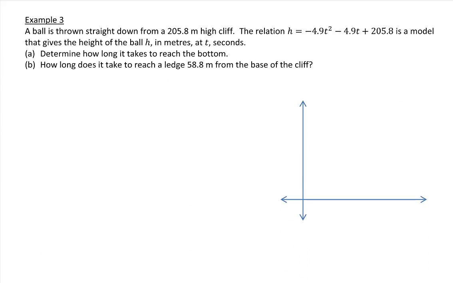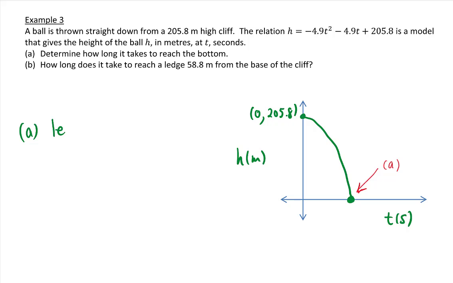Last example. A ball is thrown straight down from a 205.8 meter high cliff. So we have the y-intercept of 0 and 205.8. And a ball is thrown down from there and hits the ground. So our y-axis is h in meters, and our x-axis is time in seconds. Part A wants to know how long it takes to reach the bottom. Well, for part A, we are looking for this point, the 0.